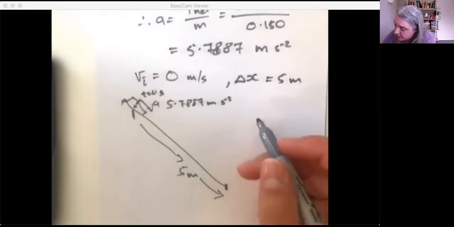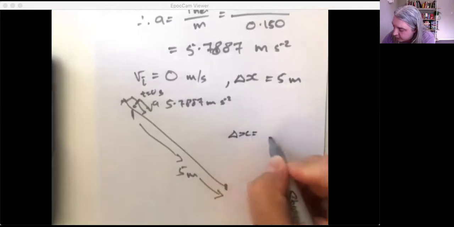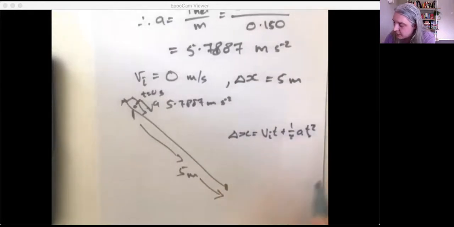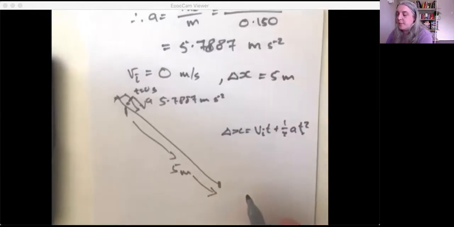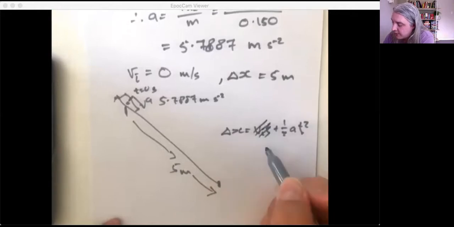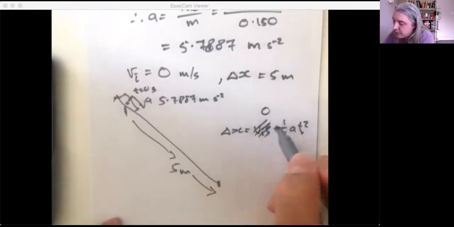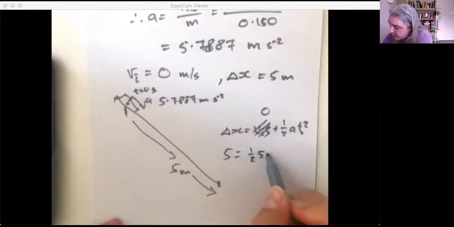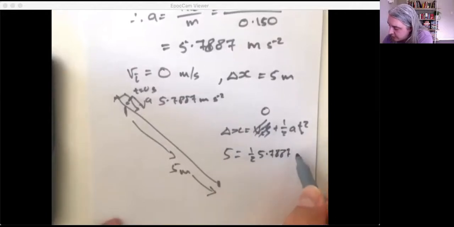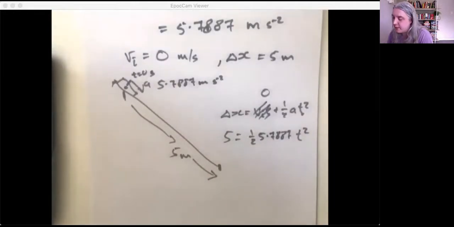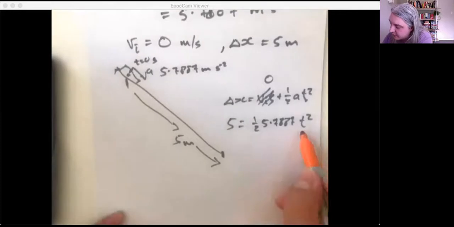And the obvious one here is delta x is equal to v_i t plus a half a t squared, which you'll probably be familiar with by now, hopefully. The initial velocity being 0 means we can just get rid of that term. It just goes to 0. Right? And we have 5 is equal to a half times 5.7887 times t squared. And now we're into math. This is just math to try and figure out t.